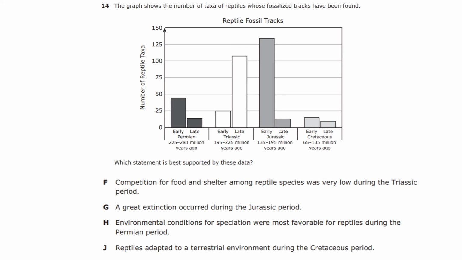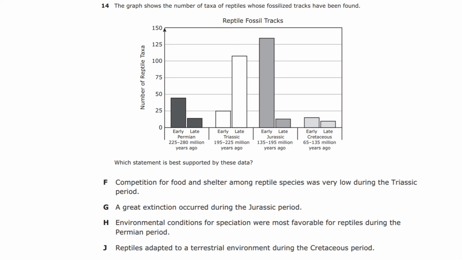Well, the Triassic period looks like they might have had, I don't know, there's nothing on there about competition. If there were, it looks like it would make it drop, not increase, right? A great extinction occurred during the Jurassic period, so that means a great die-off. Does that look like that could be possible? It does to me. So I think I would choose G if there's not something better. H says environmental conditions for speciation, so that means forming different species, were most favorable during the Permian period. And the Permian period showed that they dropped off. They died off, but not as much as they did in the Jurassic period, so that one would be out.